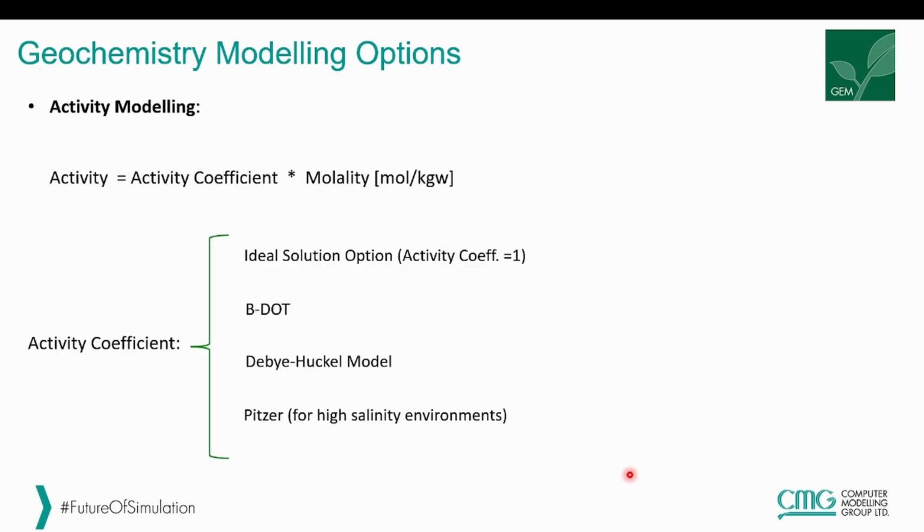We mentioned activities. Activity modeling in GEM is done by calculating the activity coefficient by a number of possible modeling options. The activity is the activity coefficient times the molality for each species. Molality, of course, being moles over kilograms of water. The activity coefficient is either set to 1 in the ideal solution option, which basically assumes that the activity of each species is the same as the species molality. But for real solution cases, we normally adopt other activity modeling tools like the B-dot model, which is the default in GEM, the Debye-Hückel model, and more recently, GEM added the Pitzer model, which is suitable for high salinity environments.